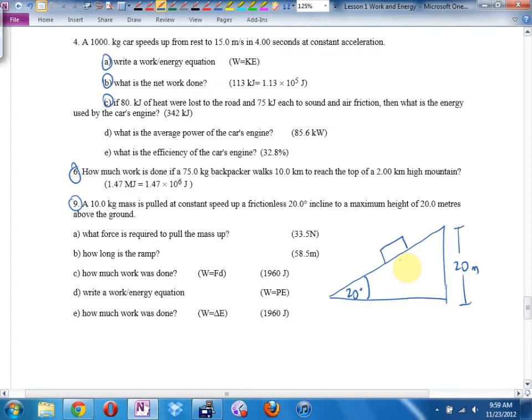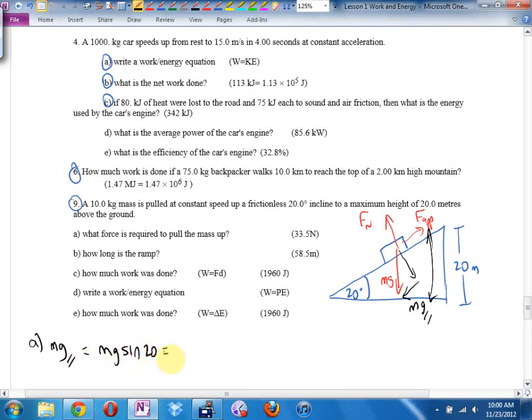What are the forces acting on this mass? Get the obvious one. And it says we're pulling it up at a constant speed, so here's our applied force. What I really think we're saying is that our applied force is exactly the same size as mg parallel, because gravity's pulling it down the ramp, someone's pulling it up the ramp at a constant speed. So when A says what force is required to pull the mass up, I think it's really mg sine. It's that.